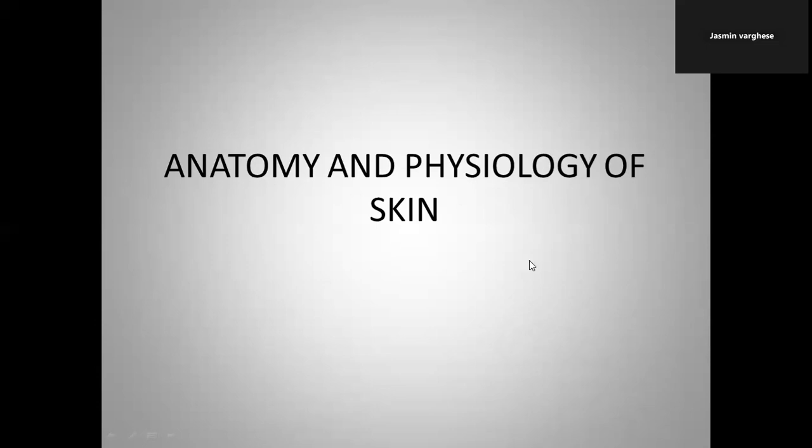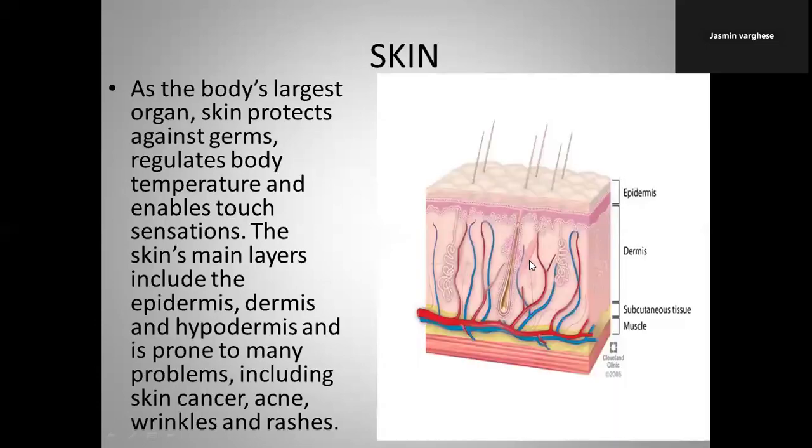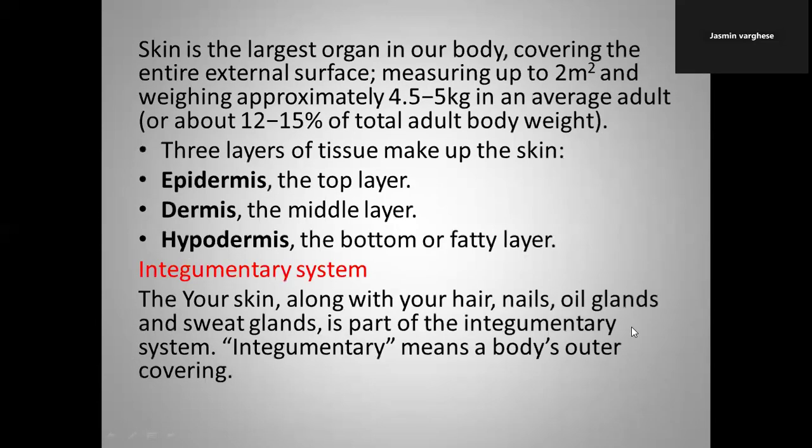As we all know, skin is the largest organ of our body, and skin protects against germs, regulates body temperature and enables touch sensations. The skin's main layers include epidermis, dermis and hypodermis. So these are all the three layers of your skin: epidermis, dermis and hypodermis.